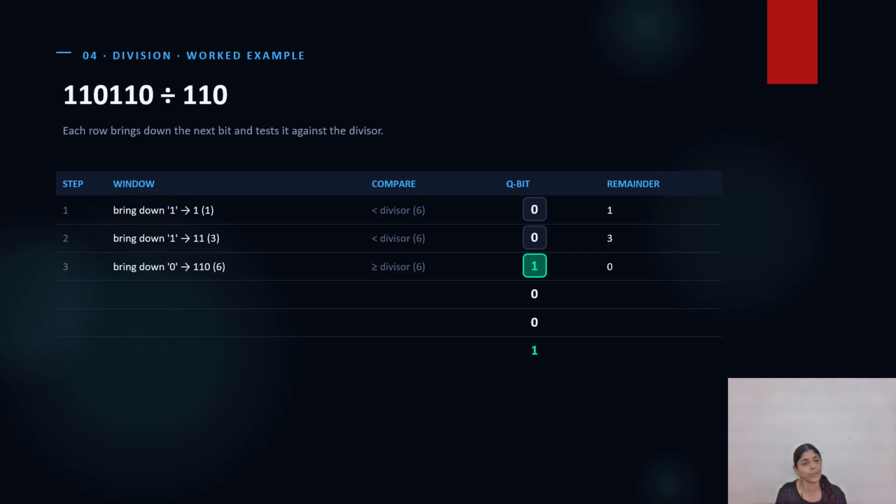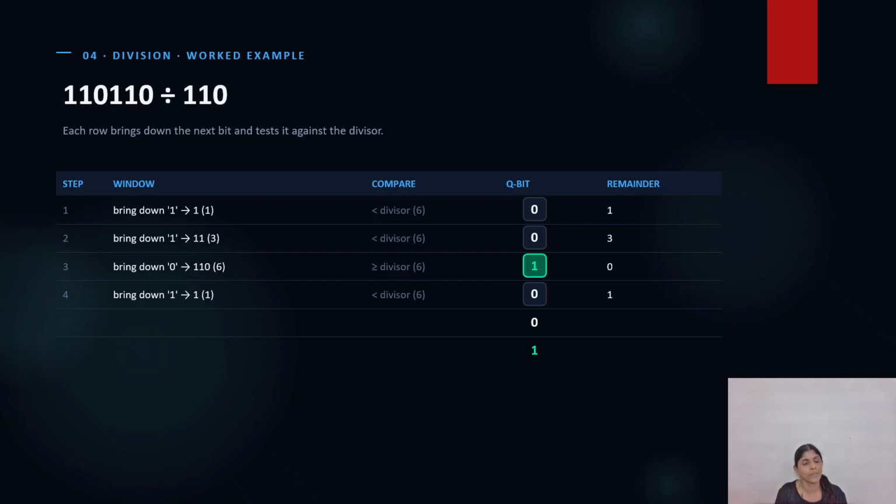Now what is your value? 1, 1, 0. Whether 1, 1, 0 divided by 1, 1, 0? Yes, it is greater than or equals to. So what is your quotient now? Quotient is 1. Here there is no remainder. Remainder is 0. In the fourth step, you have 1, 1, 0. Now you have to bring that 1 also. So what will be there in your fourth step? 1. Because 1, 1, 0 already divided, you got the quotient and the remainder is 0.